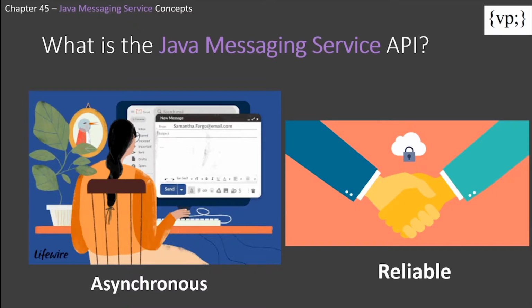JMS is also asynchronous, like I said. The receiving client does not have to receive a message at the same time a sender has sent a message, and it's reliable. With the JMS API, you can rest easy knowing that the message will always be delivered once and only once unless specified otherwise.